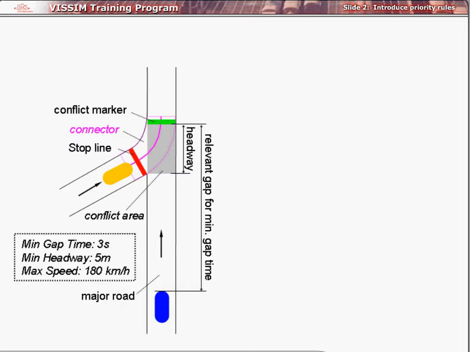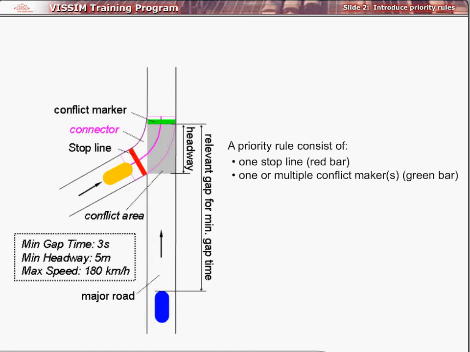In VSIM, the right-of-way designation is modeled by priority rules. Priority rules can be applied to all situations where vehicles on different links and connectors should recognize each other. A priority rule consists of one stop line, shown in red, and one or more conflict markers, shown in green, that are associated with the stop line. The stop line represents the position where vehicles would typically wait when yielding to other vehicles in the real world. The conflict marker represents the position of conflict between vehicles.